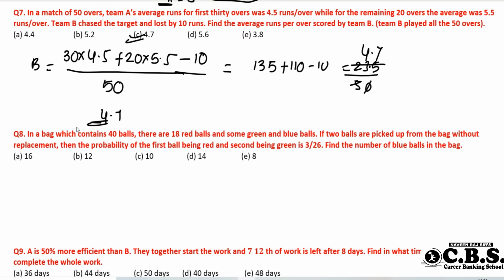So the total score is 30 times 4.5 plus 20 times 5.5, and B lost by 10 runs. The average is the runs divided by 50 overs. So 235 divided by 50 overs is 4.7, which is the average. Okay, this is okay. Let's get to the next question.